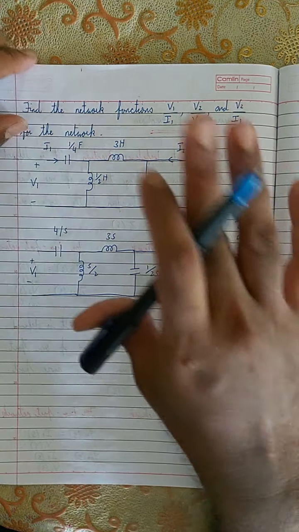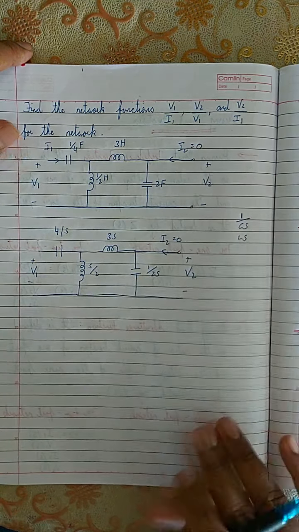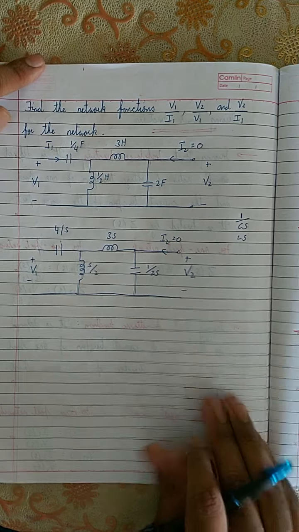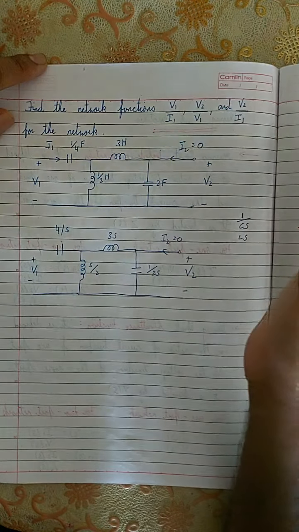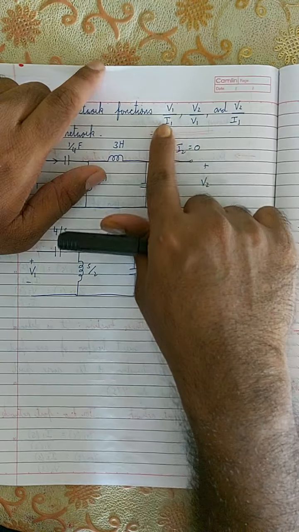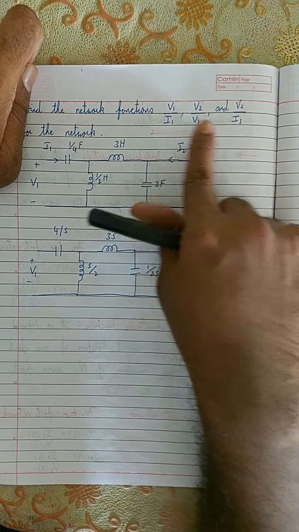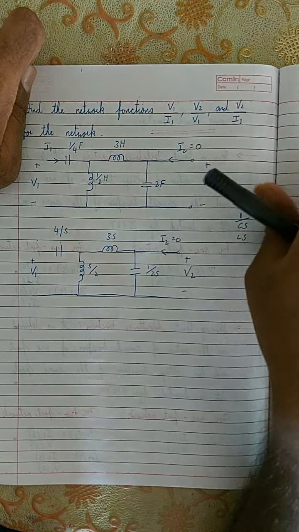Right now I want all of you to pause writing and see how I'm going to write each and every equation, because different textbooks have different ways of writing. If you see over here, this is V1 and I1, V2 and I2. You need to find the equations of each of these network functions.